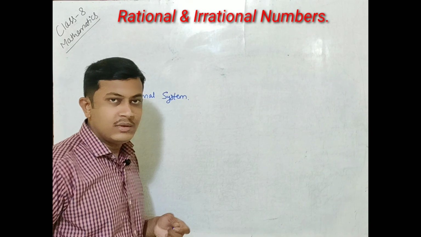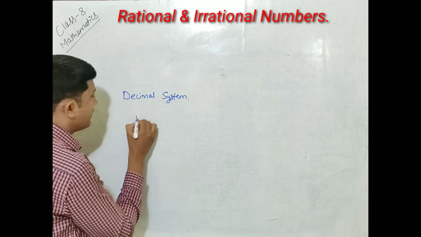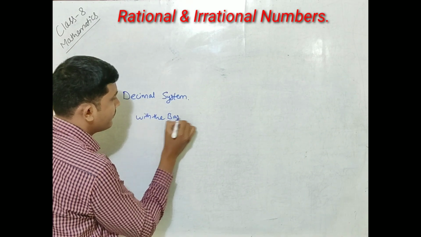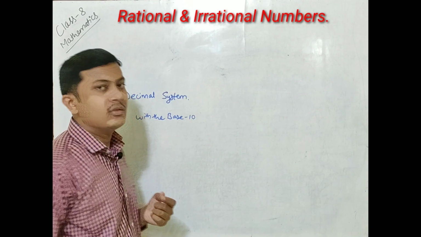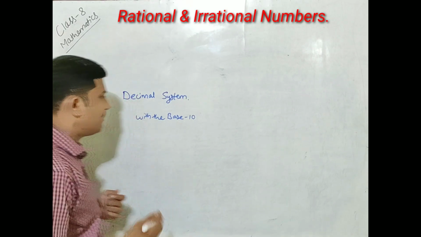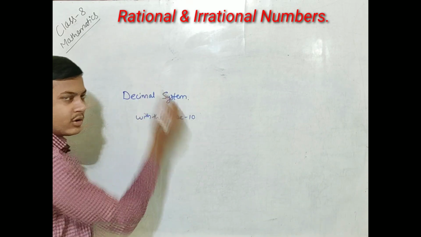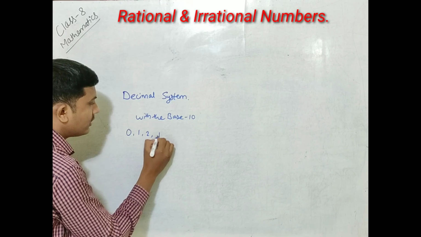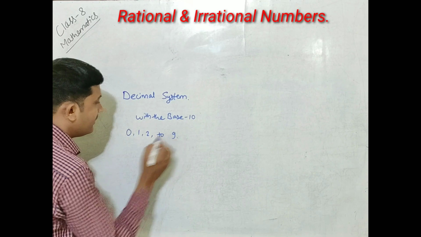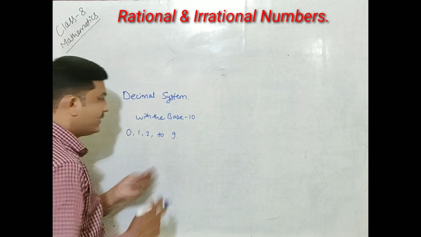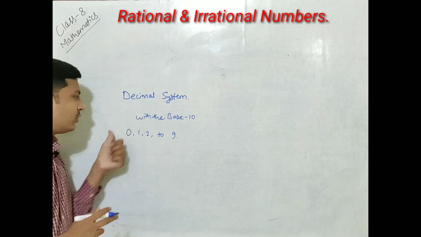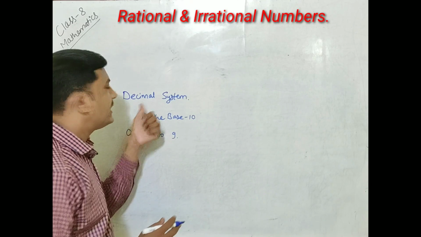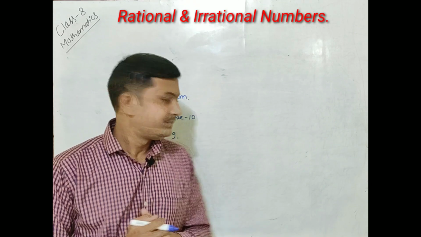The decimal system is the system with base 10. Base 10 numbers means what? The whole system depends on the numbers 0, 1, 2 to 9. Means 1 to 9 are 9 numbers, and including 0, these are 10 numbers. Using these 10 numbers, the whole decimal system functions.